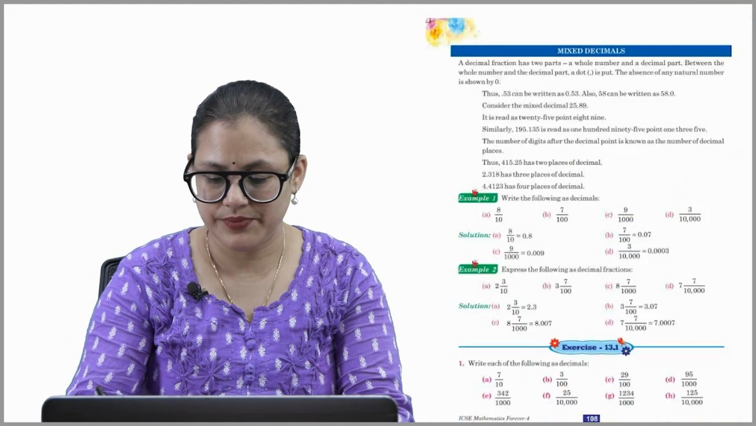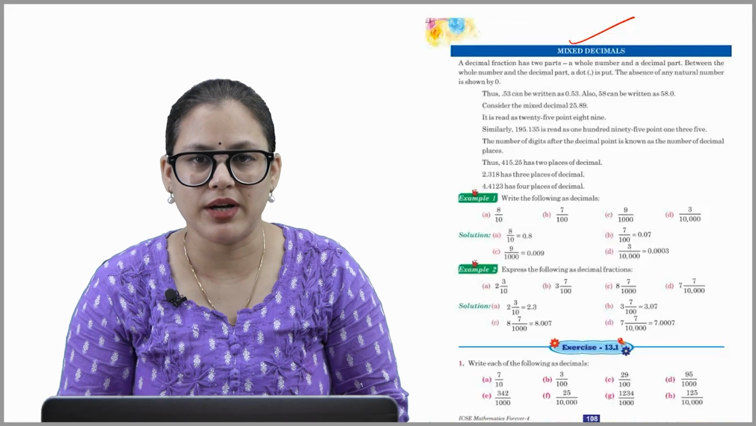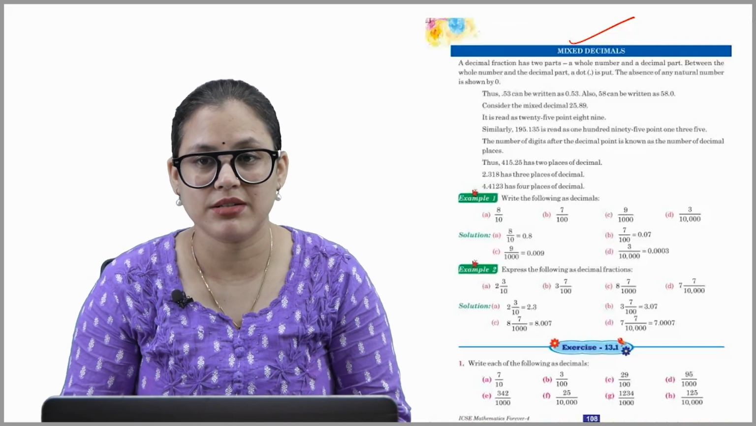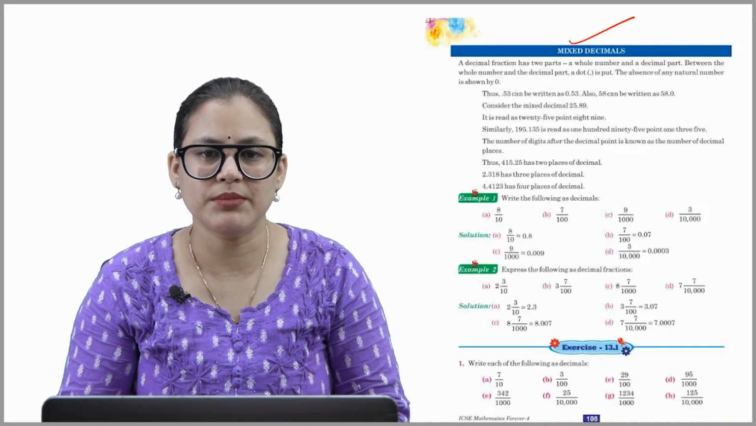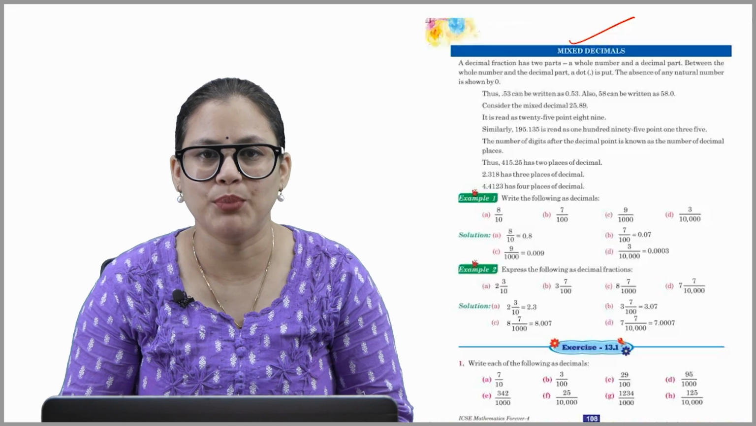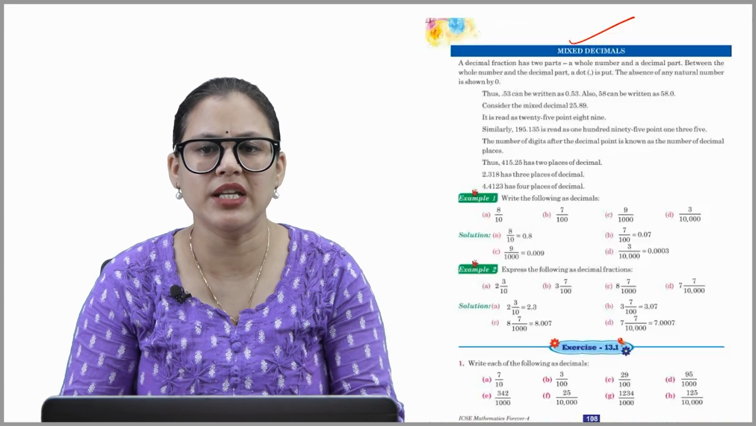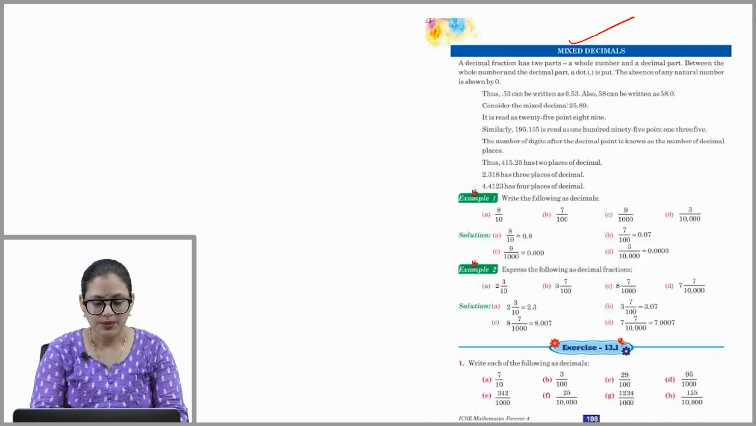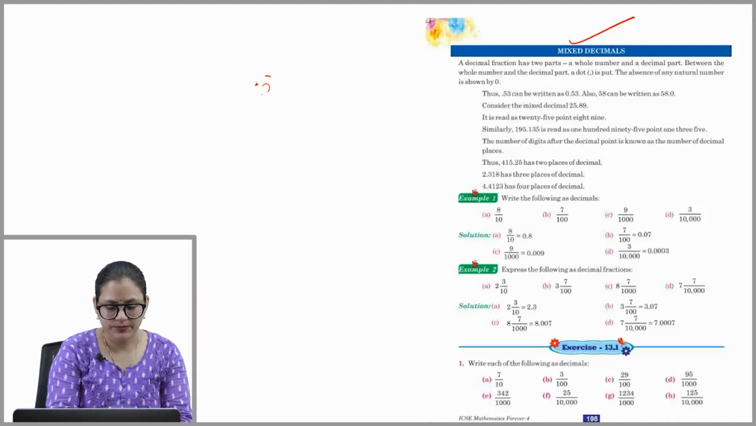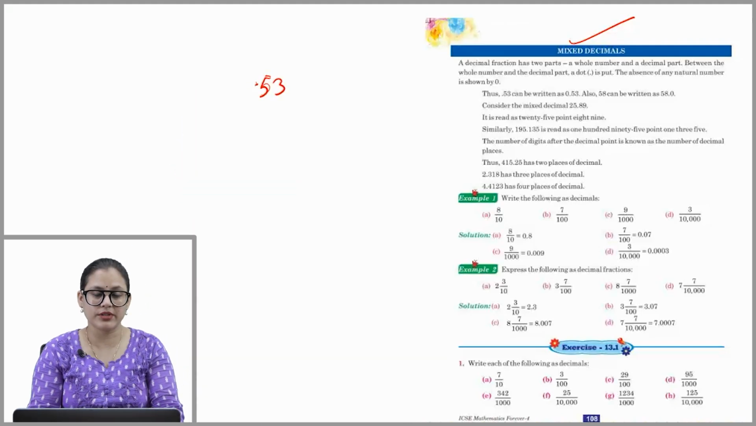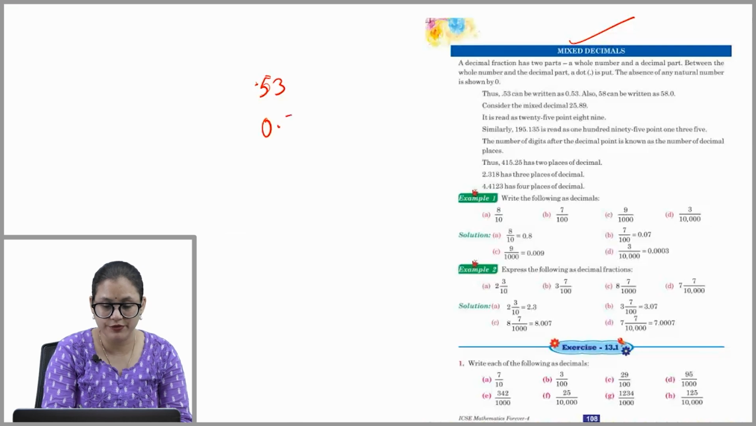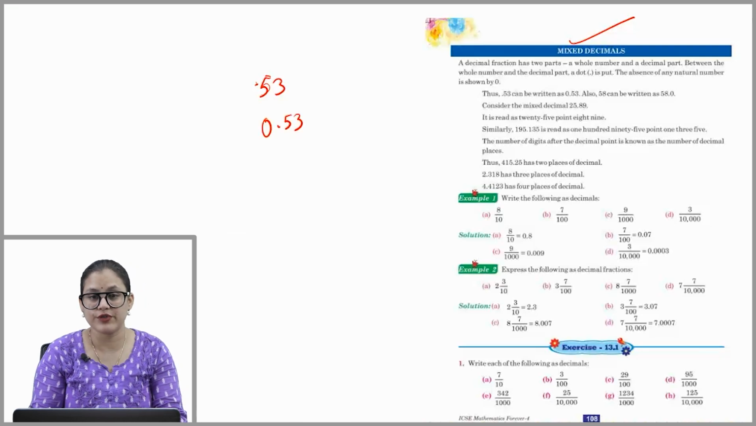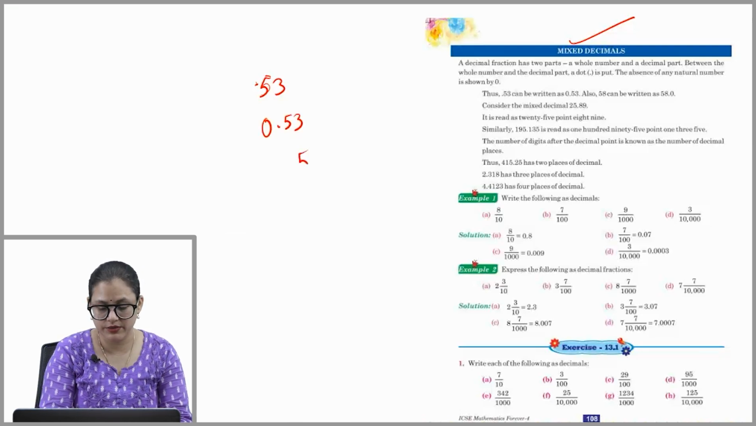Mixed decimals. A decimal has two parts, a whole number and a decimal part. Between the whole number and the decimal part, a dot is put. The absence of any natural number is shown by 0. Thus, .53 can be written as 0.53. Also 58, how can we write 58? We can write 58 as 58.0.